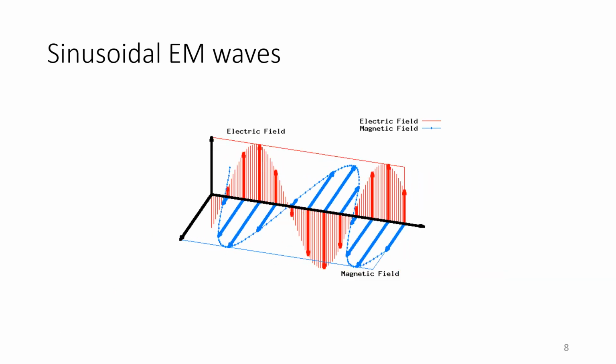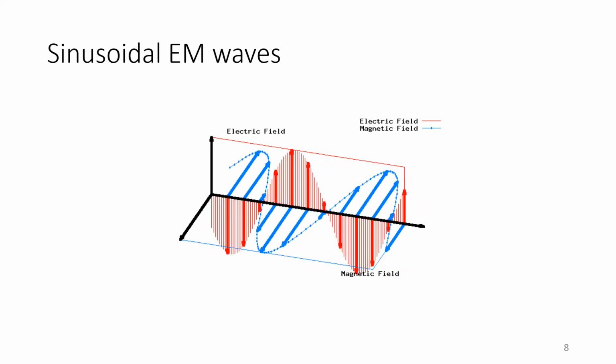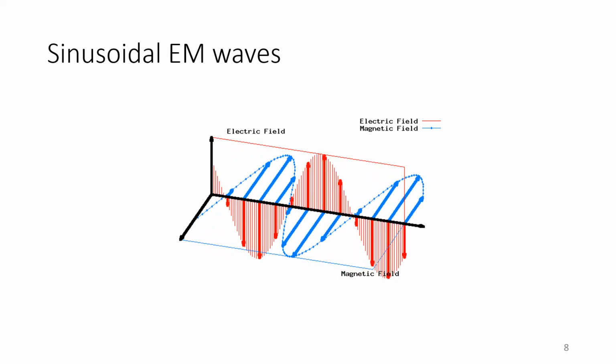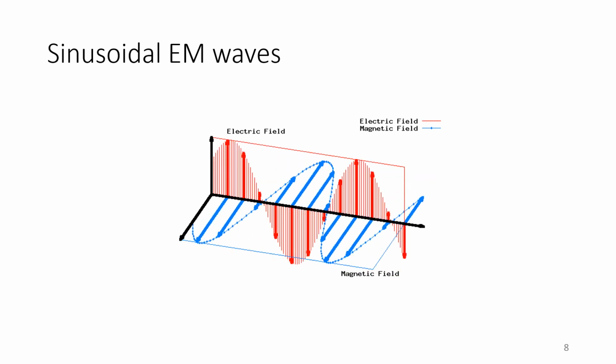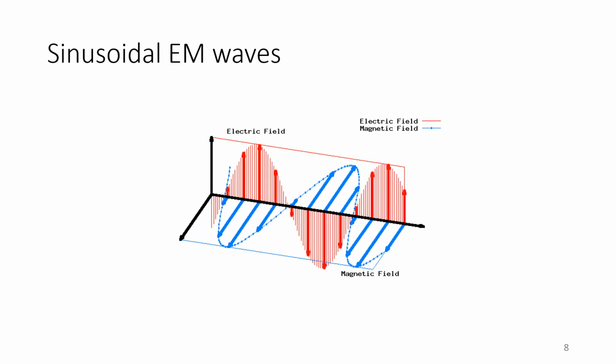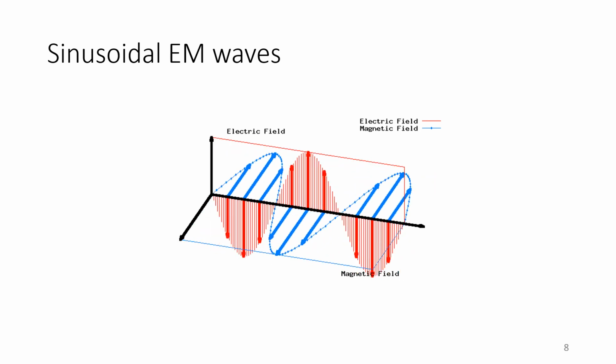Here is an animation showing the electromagnetic wave traveling in the x direction, or positive x direction. The electric field in red is oscillating in y, and it looks like a traveling wave. The same can be said about the magnetic field, with the difference being that B oscillates in Z.